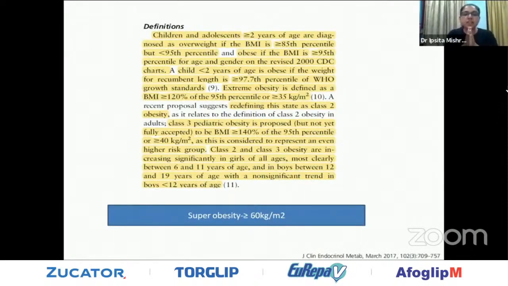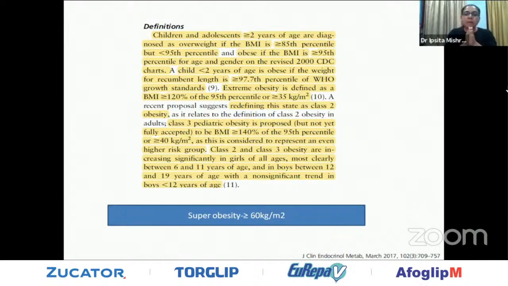So the current definition of obesity is for a child more than or equal to 2 years. If you use a CDC BMI chart and the BMI is more than or equal to 85th percentile but less than 95th percentile, we call them overweight. If the BMI is more than 95th percentile, then we call them obese.